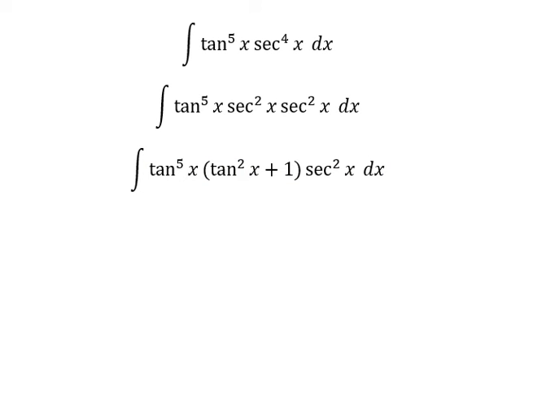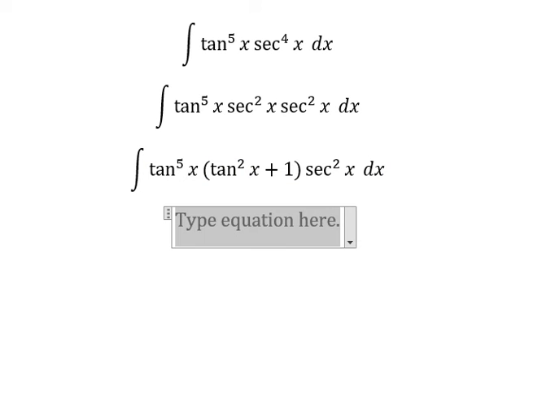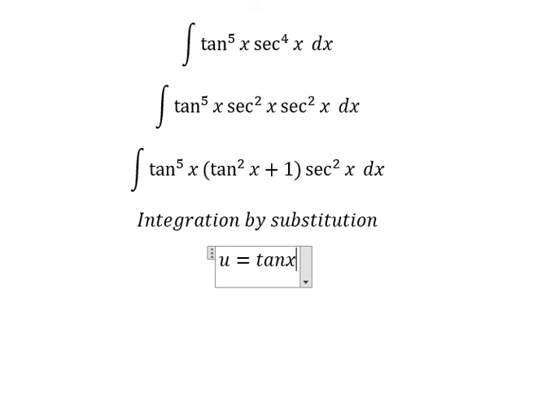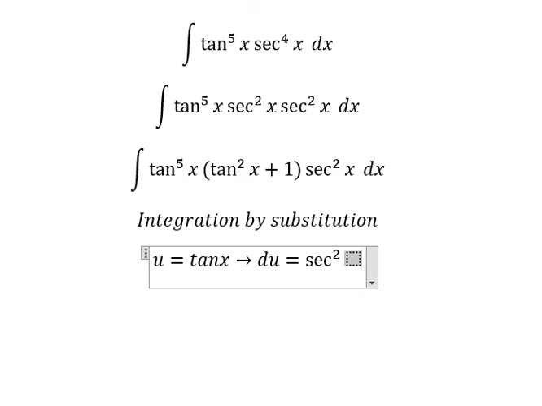Next, we need to use integration by substitution. So I will put u equals tan s. If I take the first derivative of both sides, you get du equals secant squared s ds.